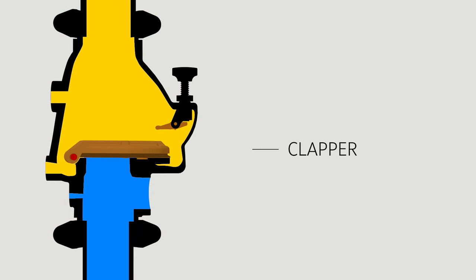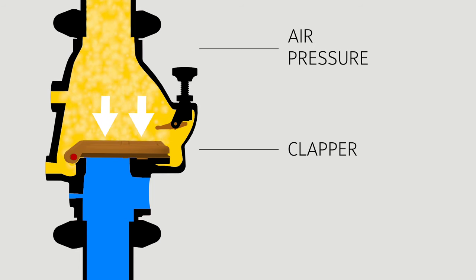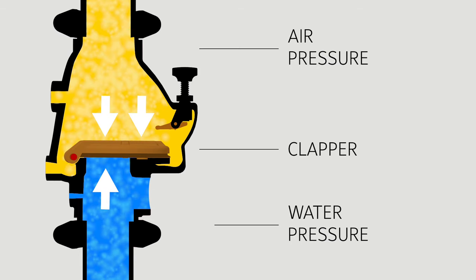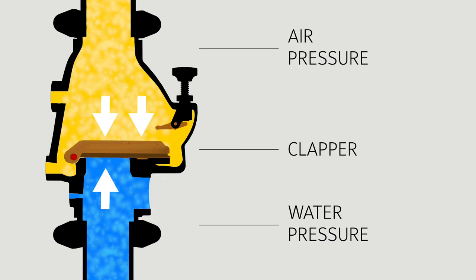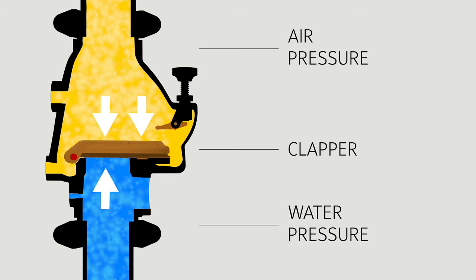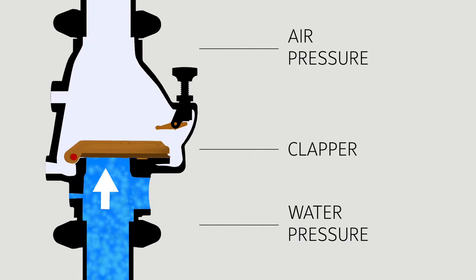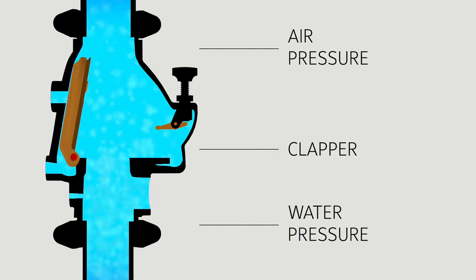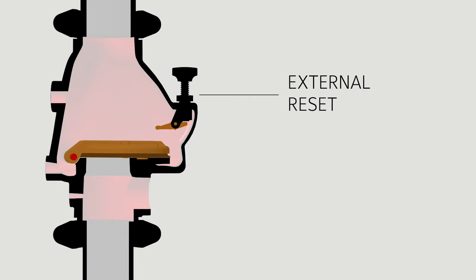The unique offset clapper design is the heart of the system. The simple valve design provides greater dependability. In the ready position, air pressure in the system holds the clapper closed against the water supply pressure. When a sprinkler opens due to a fire, the pressurized air in the system is released. This allows the water to open the clapper and travel to the open sprinkler to suppress the fire. Once the fire is extinguished, the external reset simplifies maintenance.